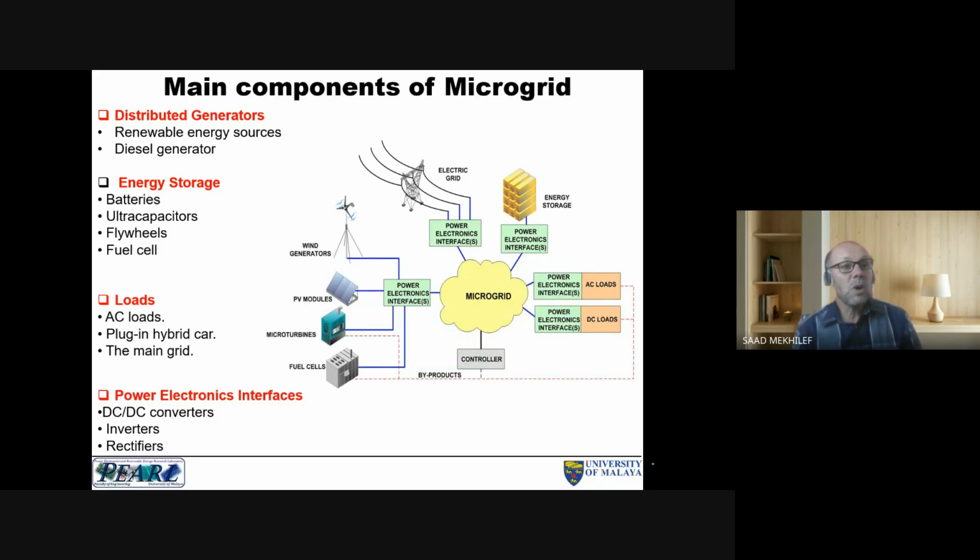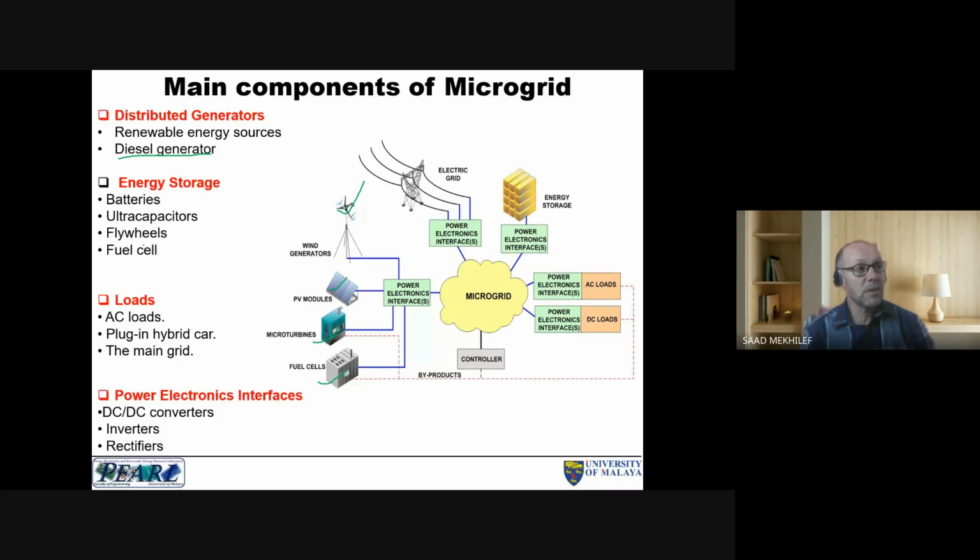Okay. So what are the main components of the microgrid? If you look at the first one, the distributed generators, usually mostly renewable energy sources, such as wind, solar, micro hydro, and also diesel generators. For example, we have solar, we have wind, we have diesel generators, we have, for example, fuel cells. It can be a component that is used.